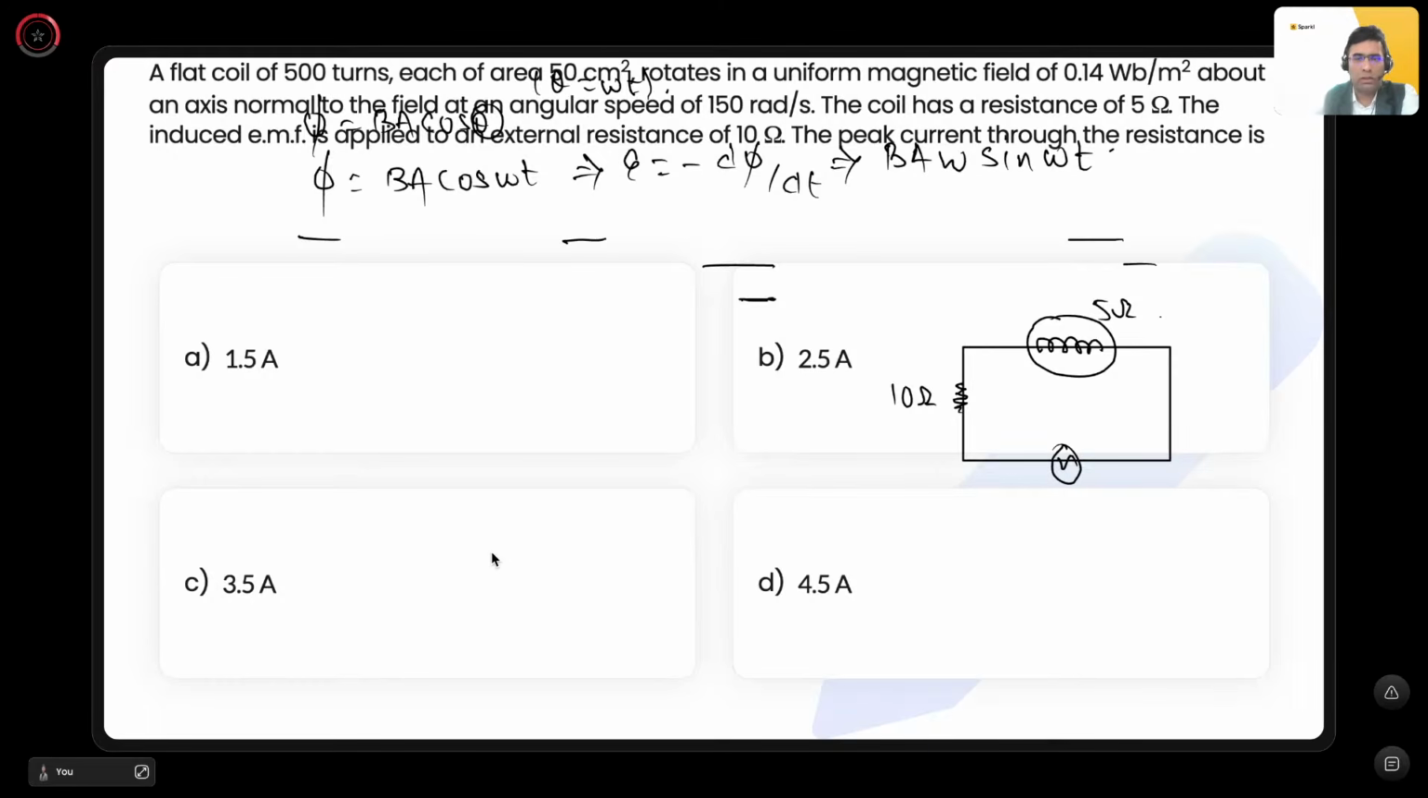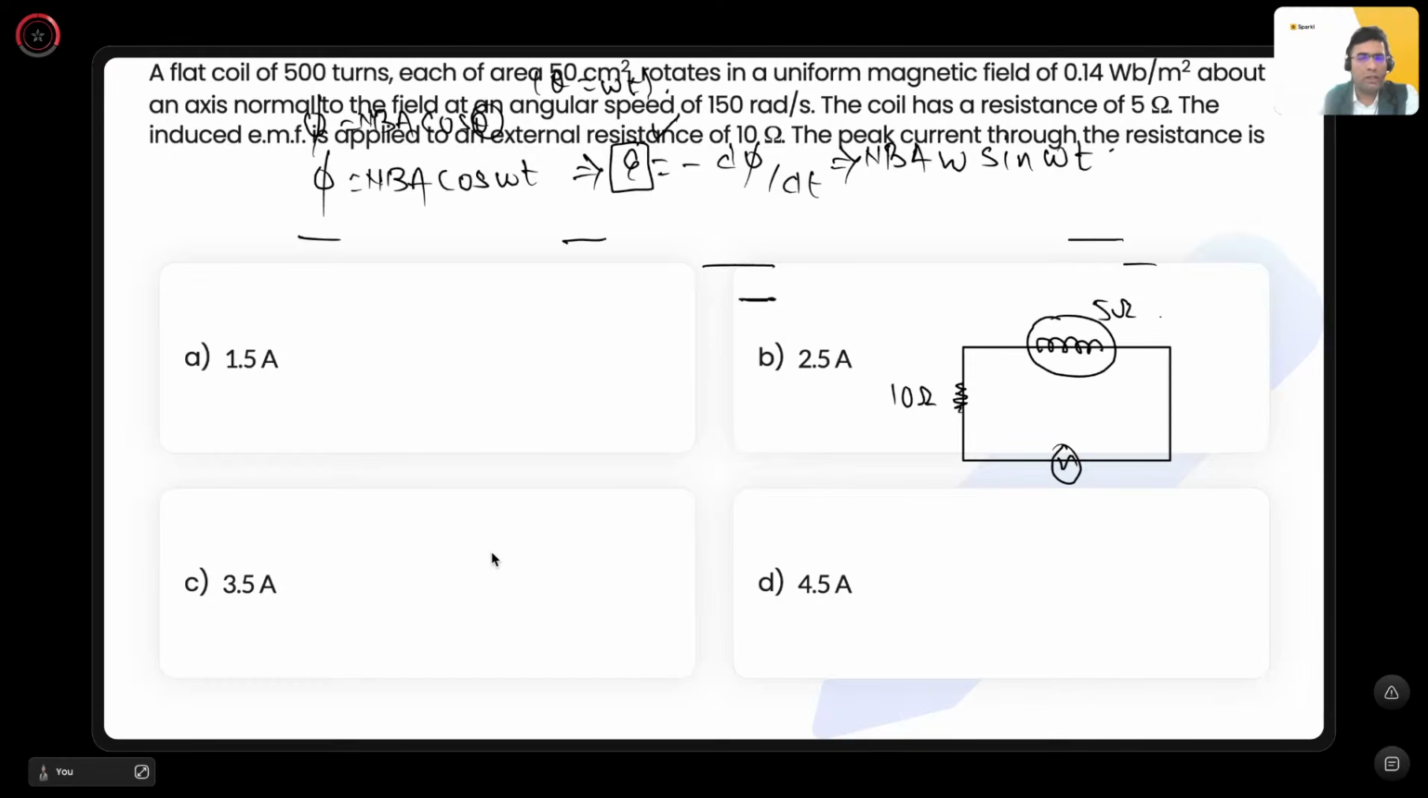So this will be the equation for our induced EMF, and we know this is how our household supply looks like basically. And we have n number of turns also here, so we can multiply an n over here.